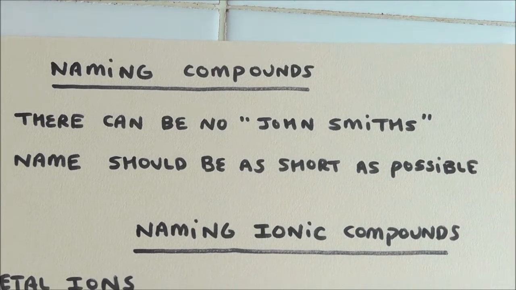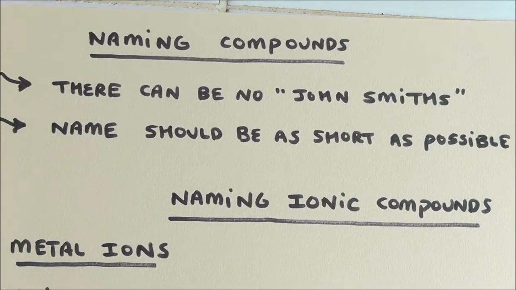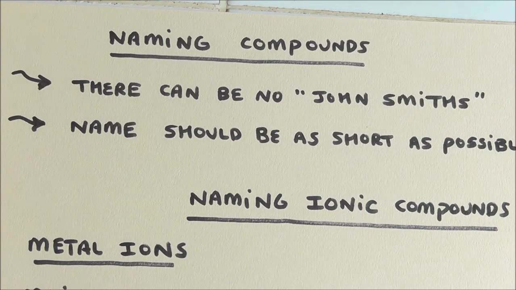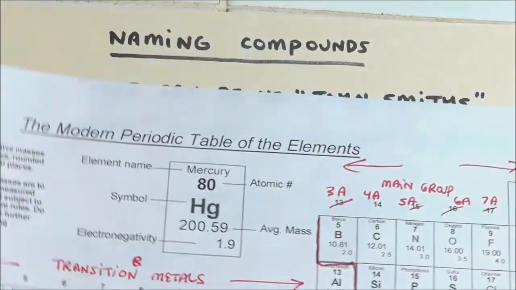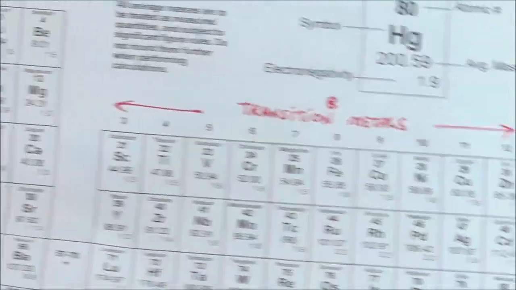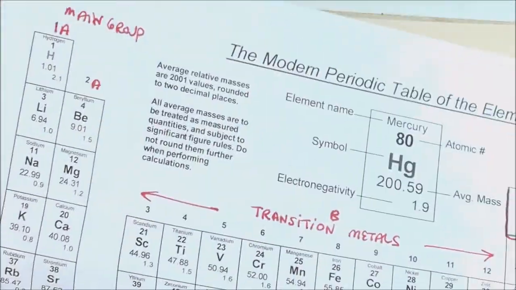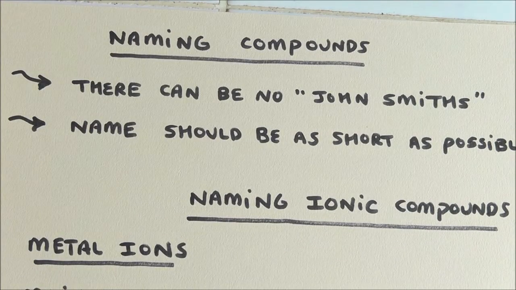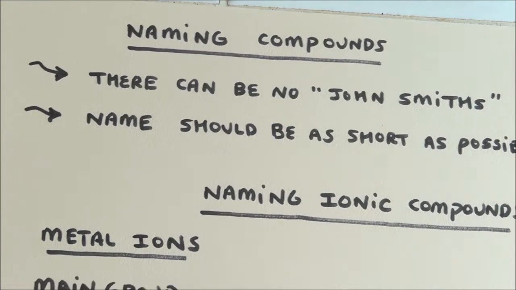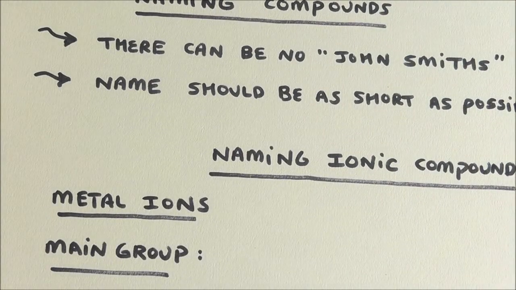So here's what we're going to do. We're going to first talk about how to name the metal ion, and it depends on where the metal is. So okay, big picture here. Here's our periodic table. Most of the elements are metals. However, there's these pesky transition metals which are quite different than the main group. So let's just deal with main group metals first. Then we'll talk about those pesky troublemaker transition metals that don't obey the octet rule.